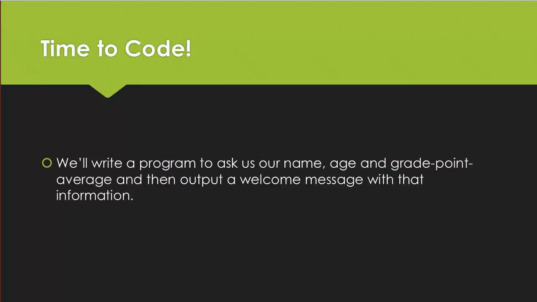Okay, it's time to do some code. So what we're going to do is write a program that's going to ask us for some things like our name and our age, our grade point average, and then it's going to output a message containing all of that information. We're going to start out by hard coding the data into our variables, and then after we walk through that and see how that works, we'll write a more interactive version that will prompt us for the data and then store that into the variables before it prints out our information.